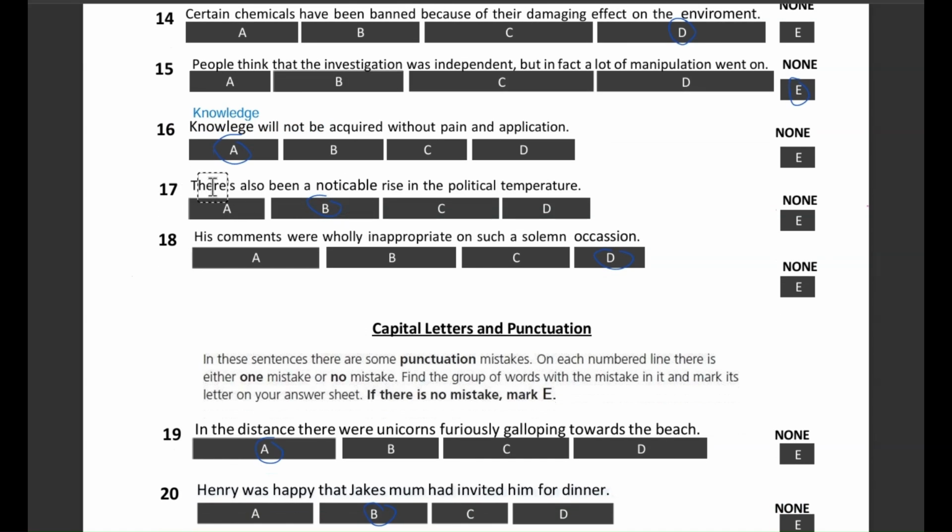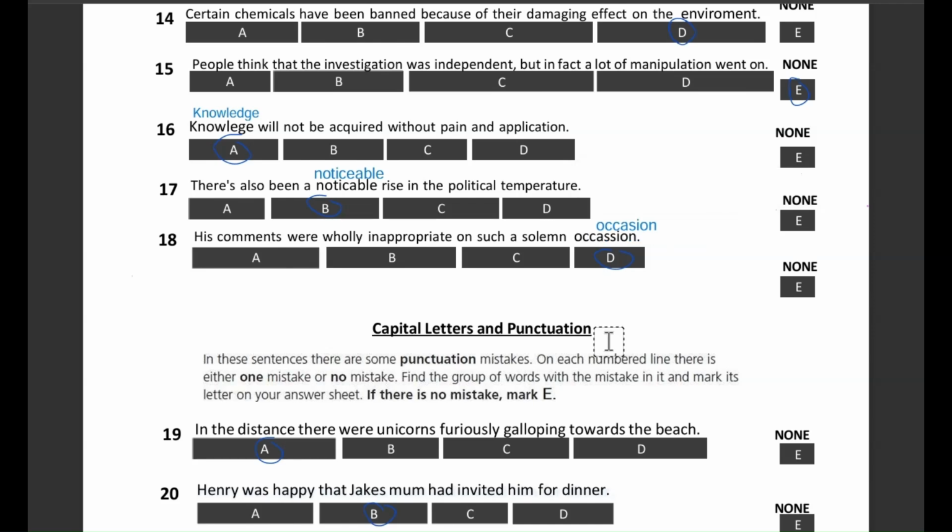Question 17. There's also been a noticeable rise in the political temperature. The answer here is B, indicating a mistake. The word noticeable is spelled incorrectly. The correct spelling is noticeable with an E after the C. It's a common mistake because it sounds like it should be spelled without the E, but in written English, it needs that extra E. Question 18. His comments were wholly inappropriate on such a solemn occasion. The correct answer is D, meaning there is a mistake. The word occasion has too many S letters in it. The correct spelling is occasion, with only one S.